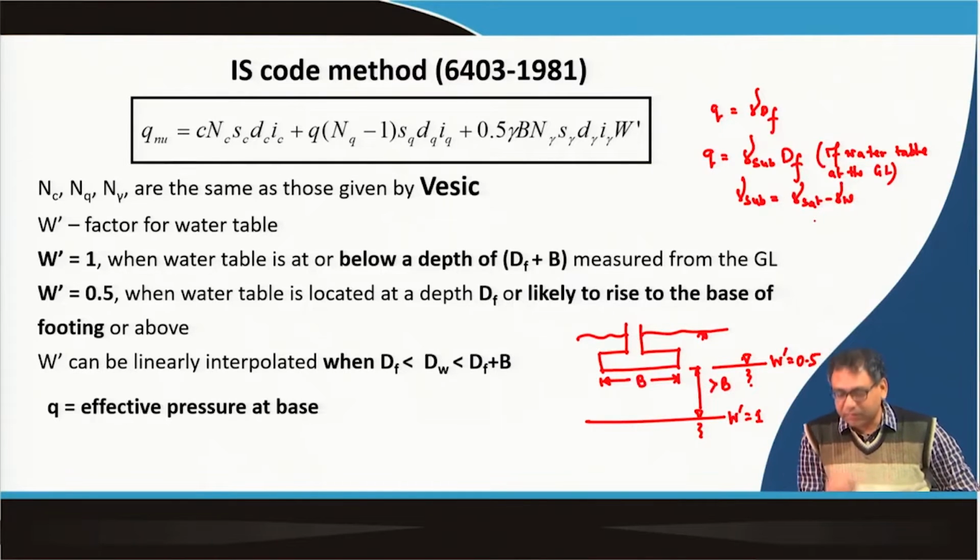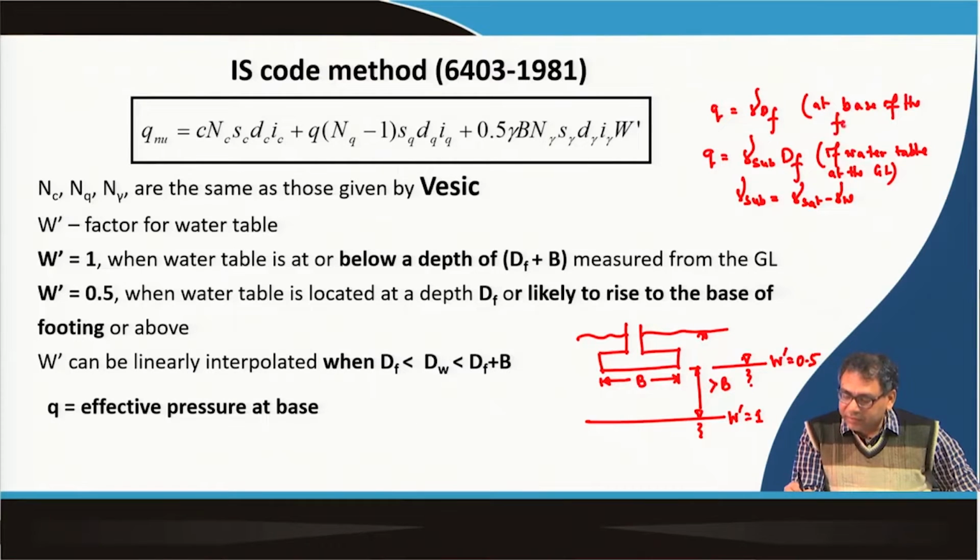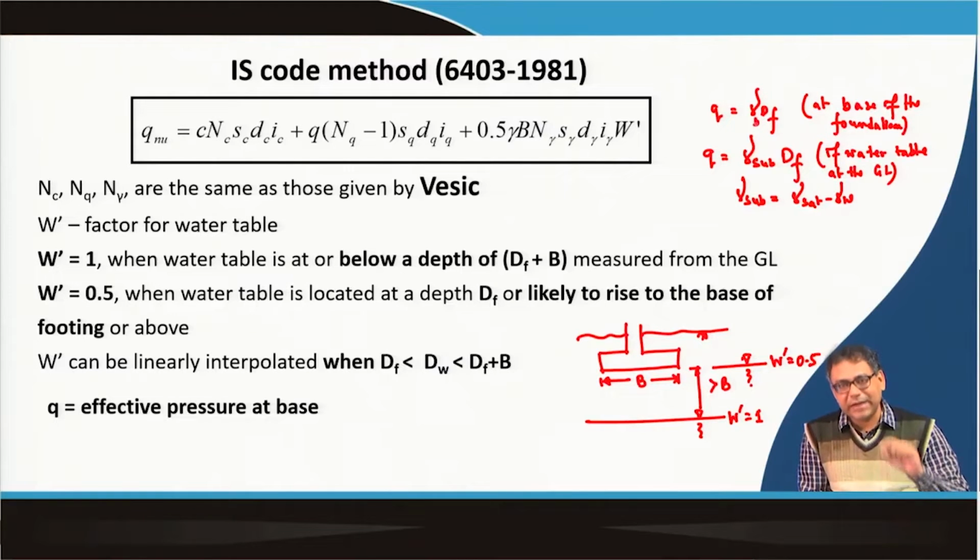Gamma W is the unit weight of the water, and if it is at the base of the foundation, then this will be gamma bulk. So, gamma sat is the saturated unit weight, gamma sub is the submerged unit weight, that we have to use for soil below the water, and gamma bulk is the bulk unit weight, that we have to use for soil above the water table.